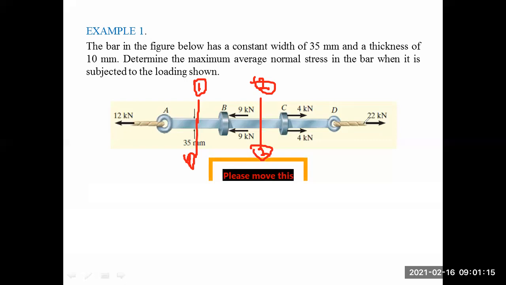Up to D, you have this 22 kilonewton. So you could take a section anywhere in between C, could be close to D, could be close to C, could be halfway. It doesn't matter as long as you take a section and you label it as section 3. Okay? Now we will understand why. So now we have 3 sections. 1, 2, 3.